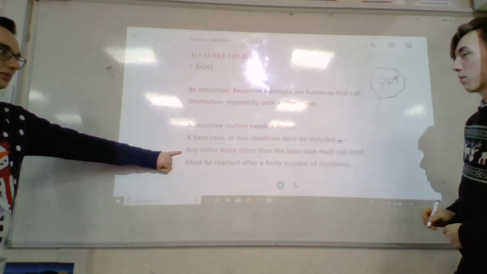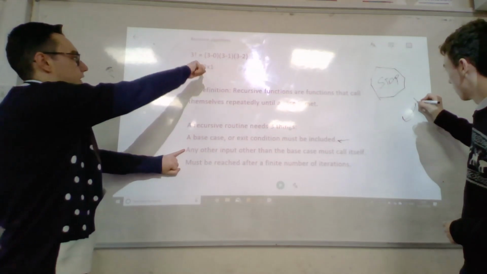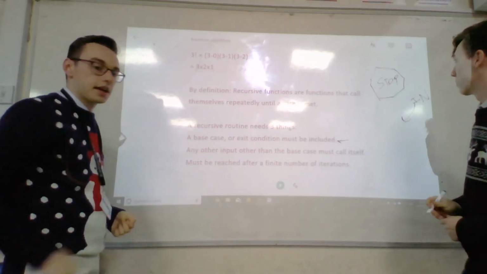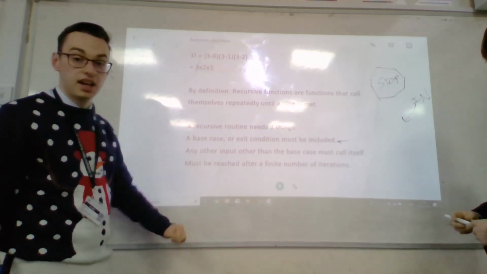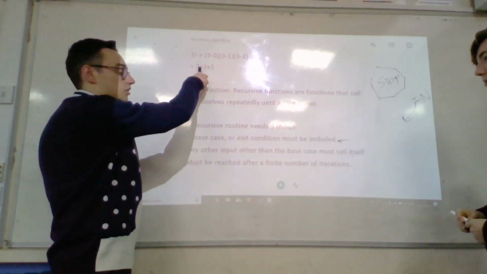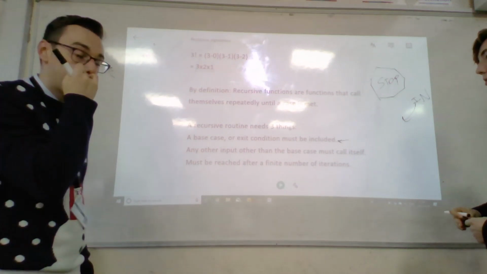It needs to have any other input which must call itself. So that would be the multiplication. We're repeatedly multiplying as the numbers get lower. And it must be reached after a finite number of iterations. It can't go on forever. Just like the recursion, it stops when it gets to 1.